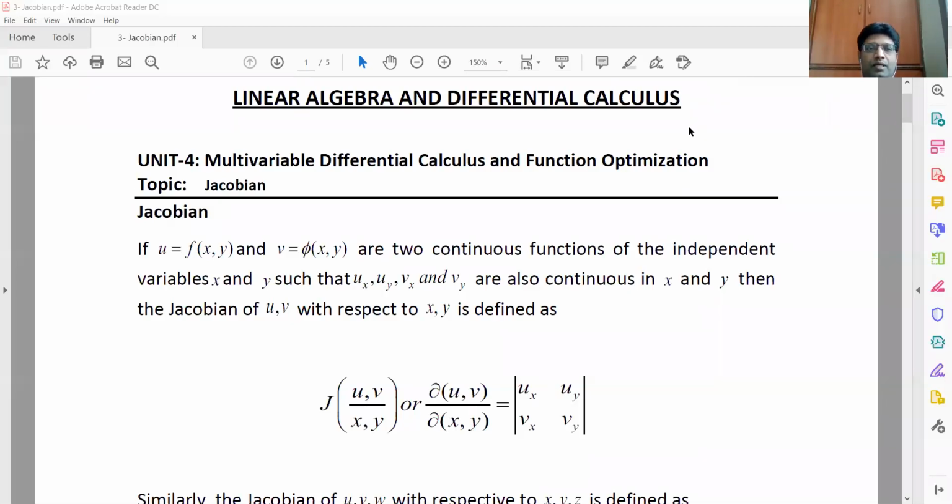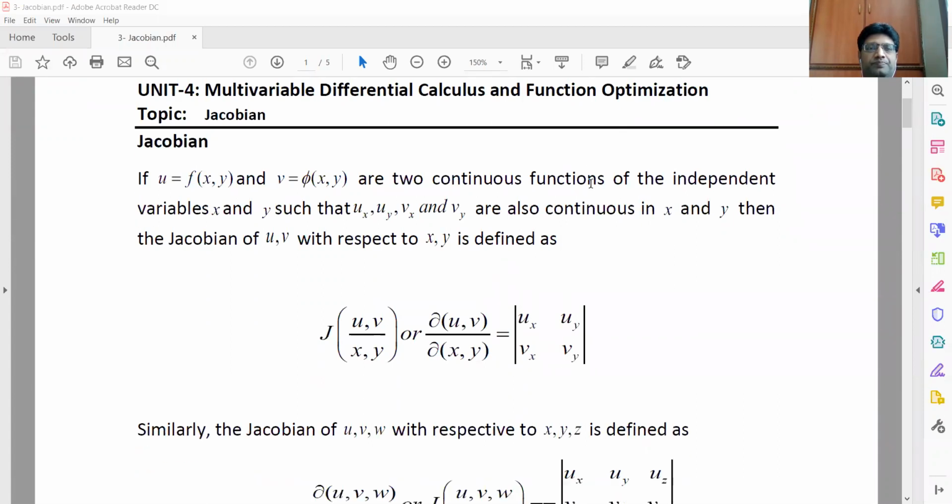Hello, welcome to the fourth unit, Multivariable Differential Calculus and Function Optimization. In this video, we are going to see about the Jacobian. First, we will see the definition of Jacobian.